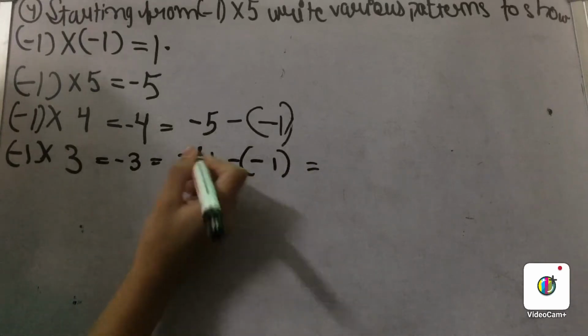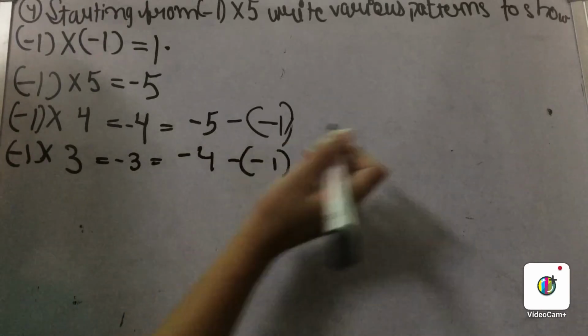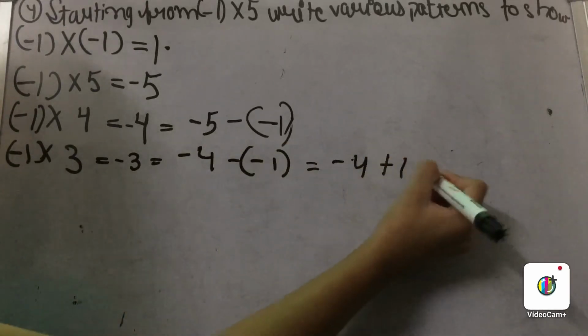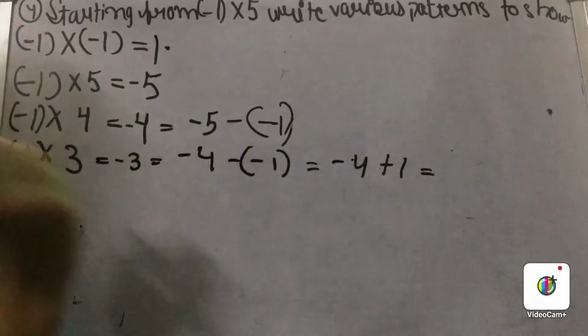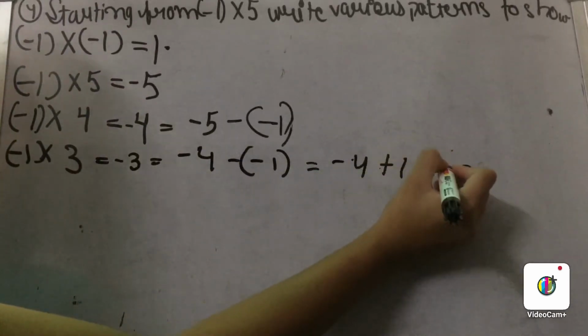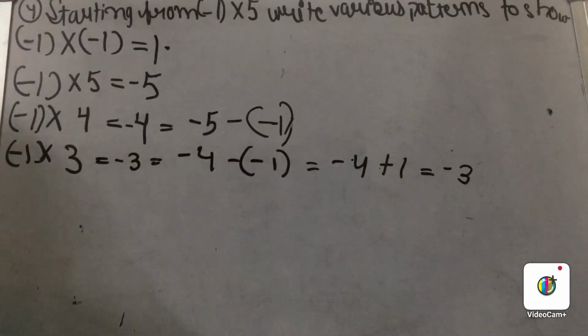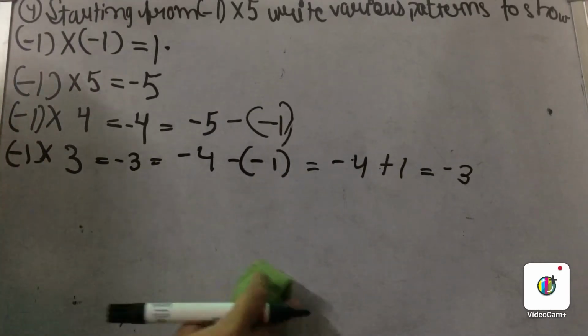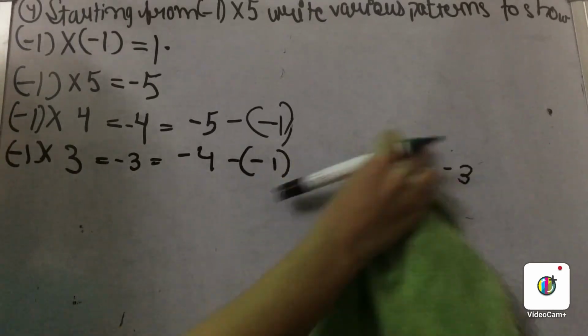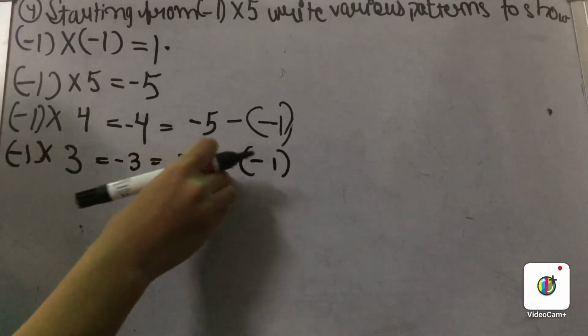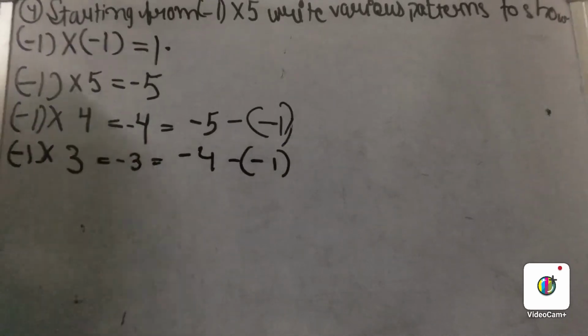So I can write it as minus 4 minus minus, plus 1, and plus minus minus, 4 minus 1 is 3 with a negative sign, because 4 is bigger and the sign in front of 4 is minus, so it will be minus 3. So minus 4 minus minus 1 is also equal to minus 3.